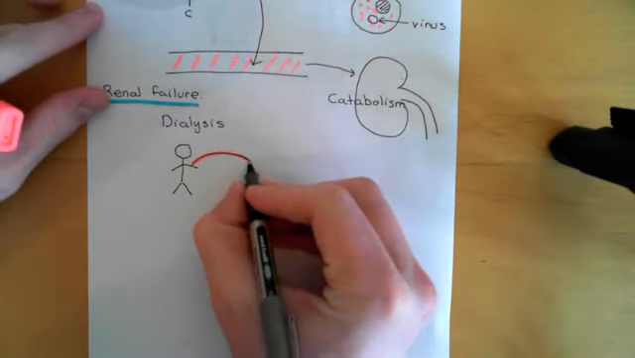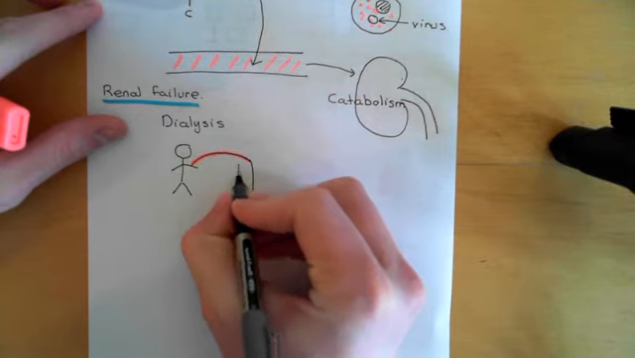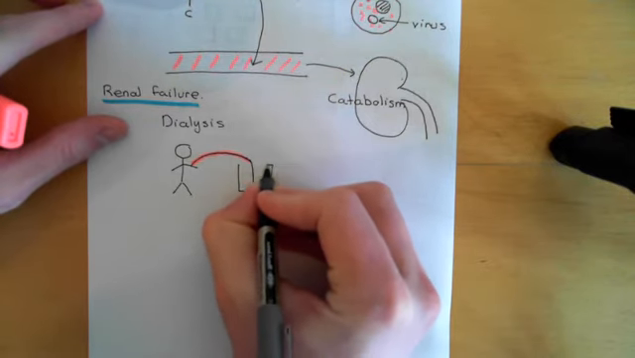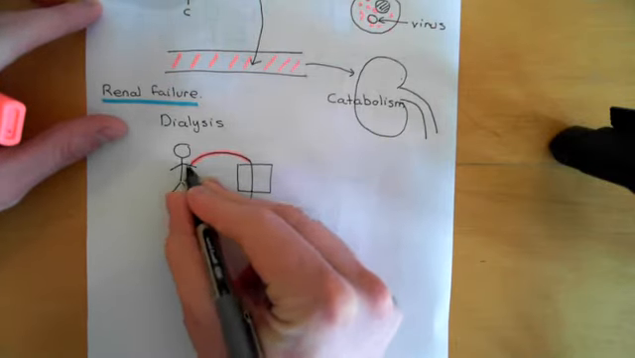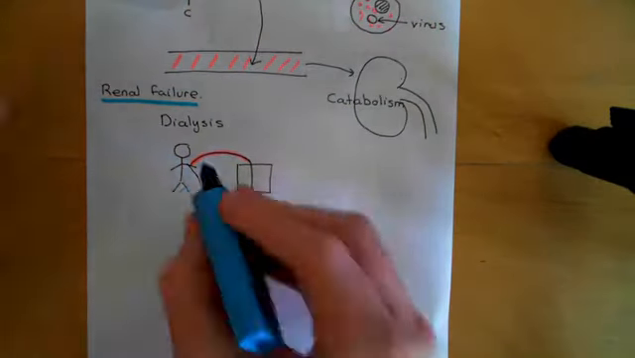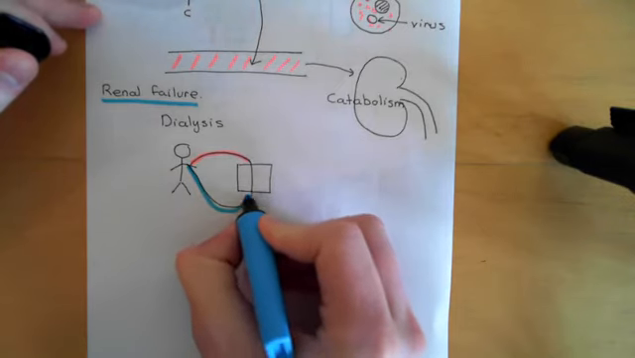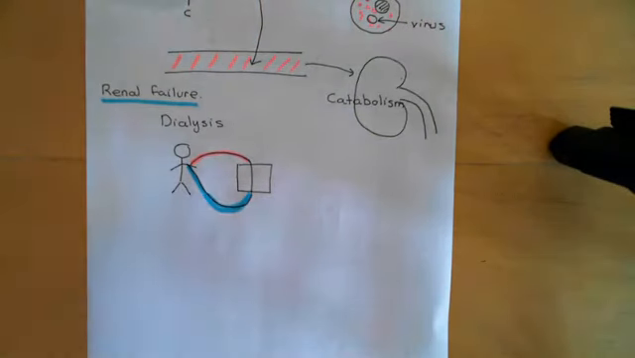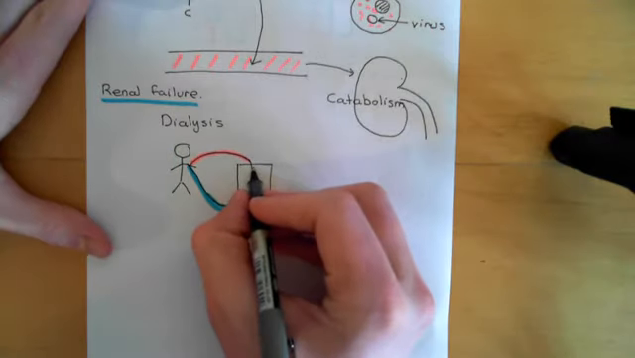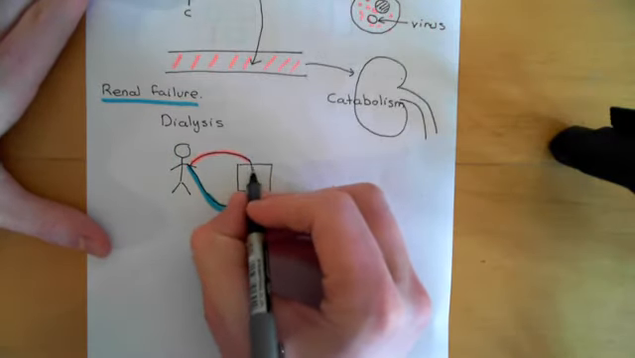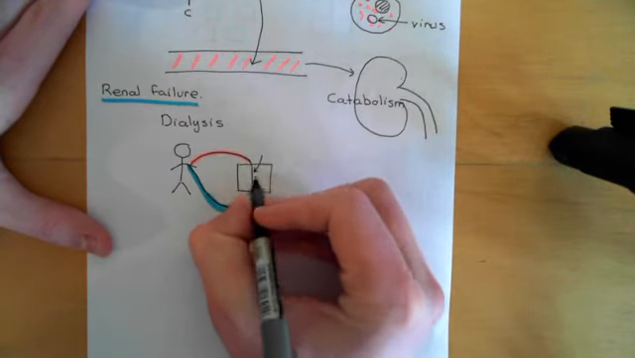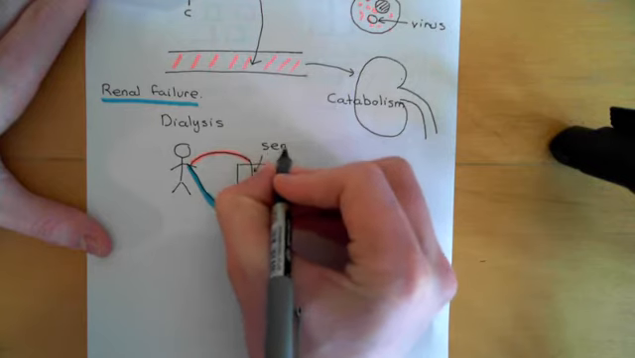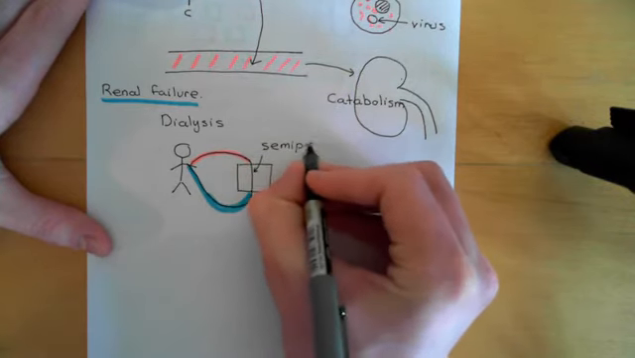Then what will happen is this will go through a special machine, the dialysis machine here, and then it will come out the other side, and then we'll put it back into some vein somewhere via another tube. So this is going to go into a vein. Now, what does this machine do? Basically this machine is just literally a tube, and the tube is lined by a semi-permeable membrane. So the blood is going to go through a tube that is lined by a semi-permeable membrane.